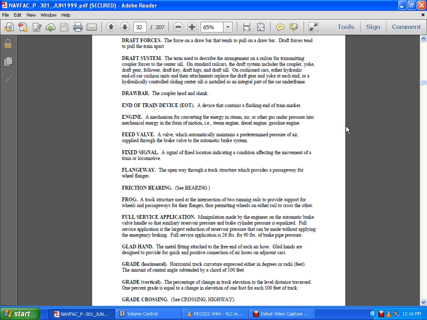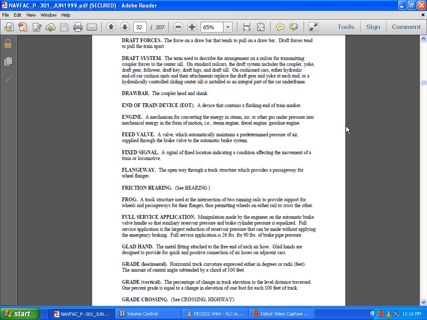Full service application, a manipulation made by the engineer on the air brakes, the valve handle, auxiliary reserve pressure, and brake cylinder pressure is equalized. And full service application reduction to reserve the pressure that it cannot be made without applying the emergency braking. Full service application is 26 pounds from 90 pounds of brake pressure.